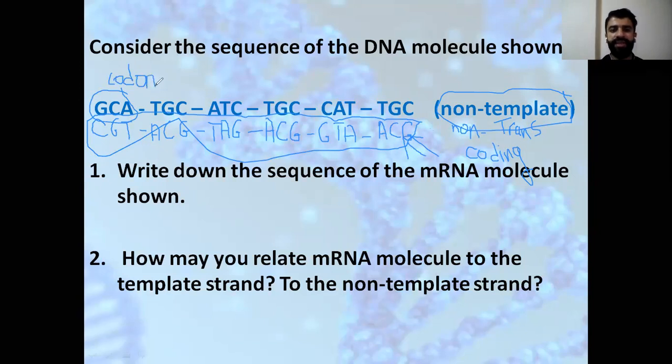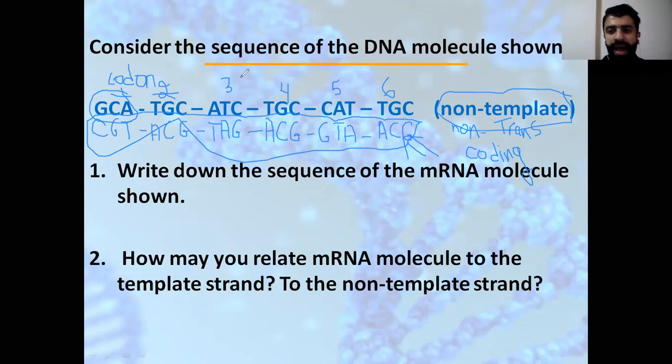For example, if I say the third codon, where is the third codon? This is the first, this is the second codon, and here is the third codon. Fifth codon, this is the fifth codon. Sixth codon, this is the sixth codon. Fourth and second codon. Okay, so here you have to be careful about the names. Non-template is called the non-transcribed, it's the coding. First part, they said write down the sequence of the mRNA.